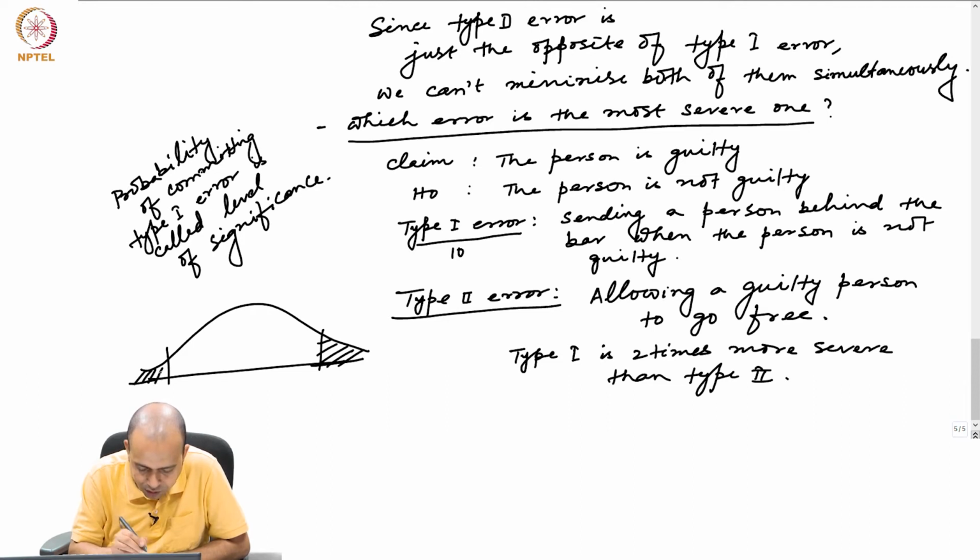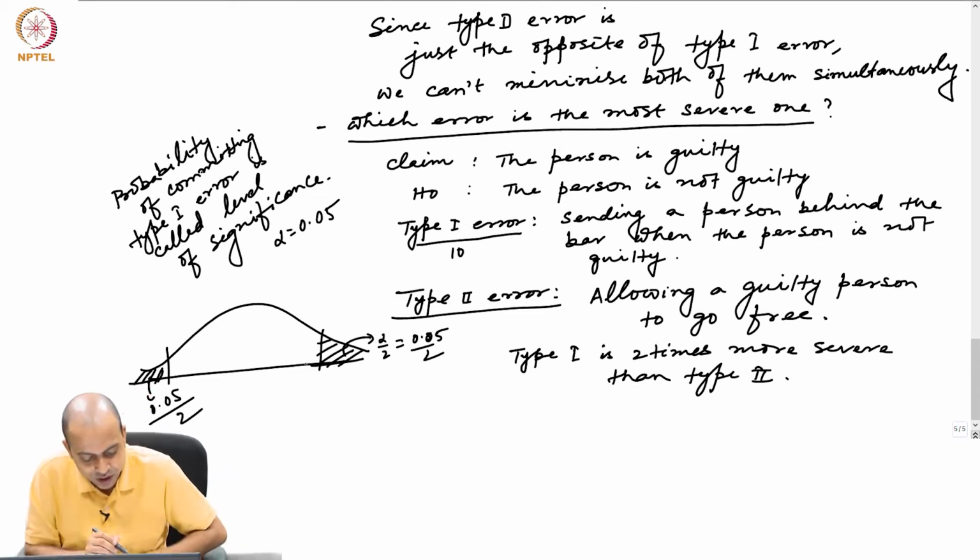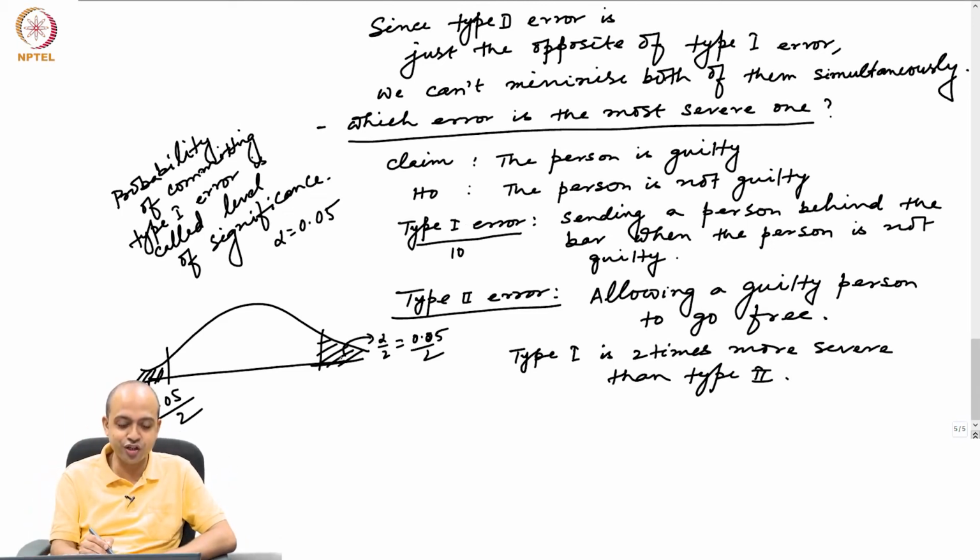that means this is alpha by 2 equals to 0.05 by 2, and this is 0.05 by 2. So, when alpha equals to 0.05, what we are saying, the probability of committing type 1 error is called level of significance. That means the size of the critical region is also known as level of significance.